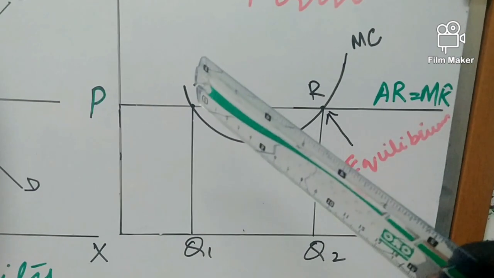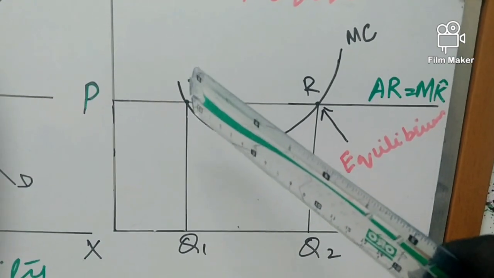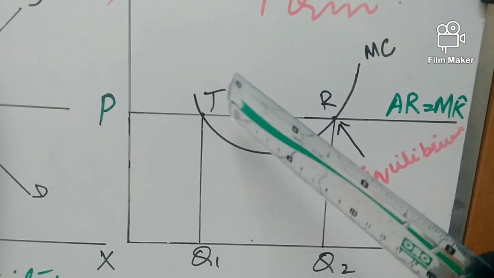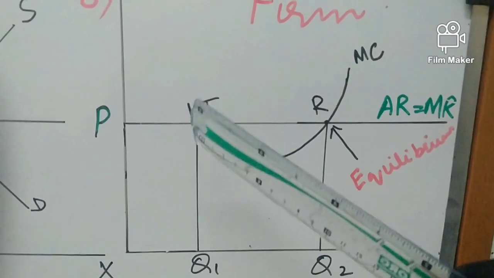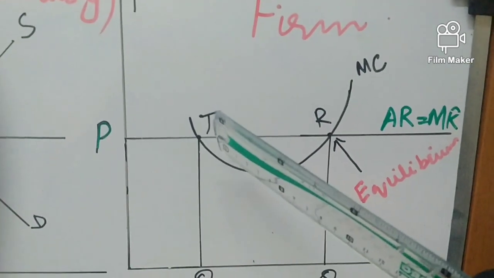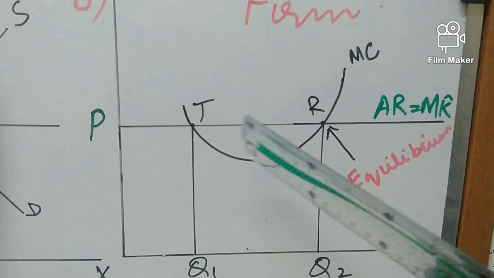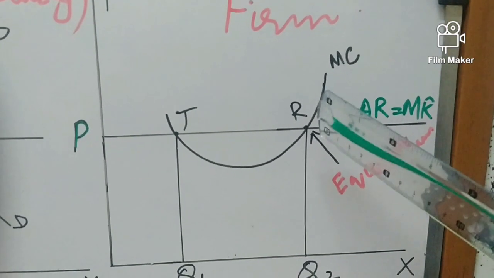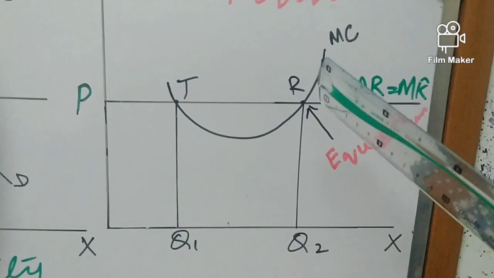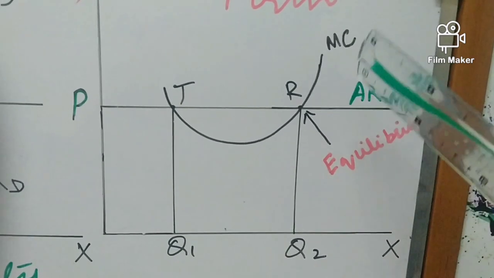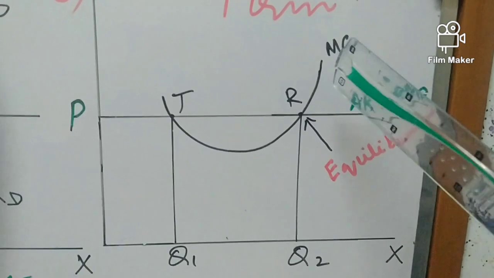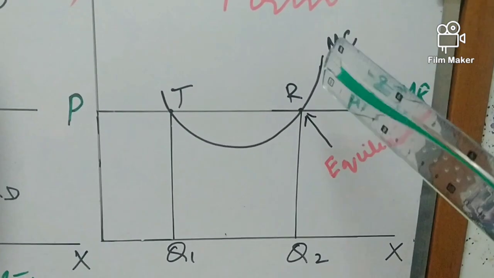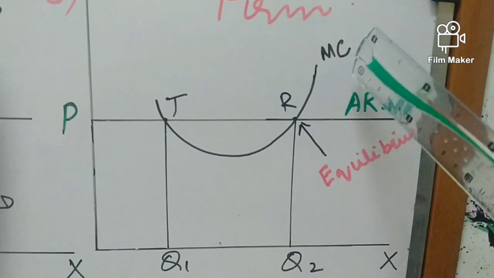So the firm will move from T to R because resources are not fully utilized, cost is still decreasing, and we will move from T to R. Again at that point R, the necessary condition is fulfilled, that is MC is equal to MR, because MC again cuts the MR curve, and MC cuts MR from below.